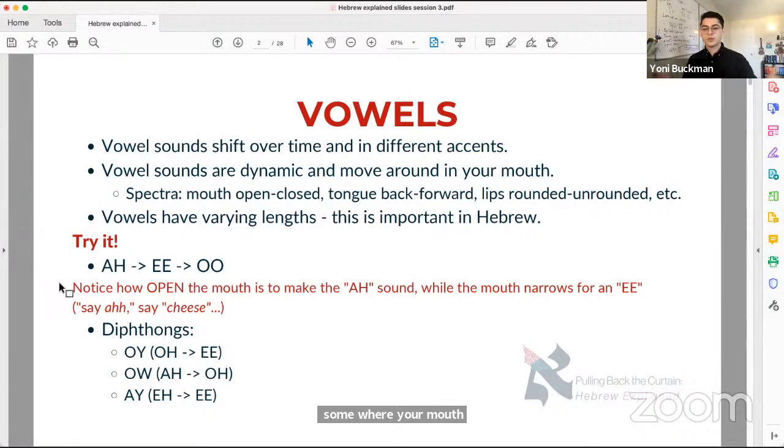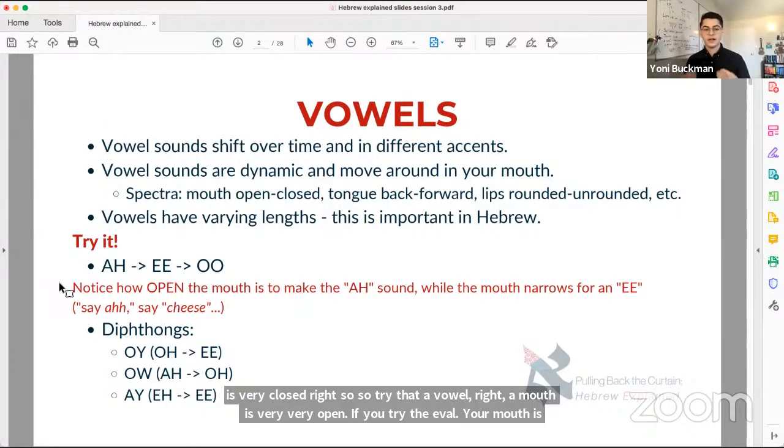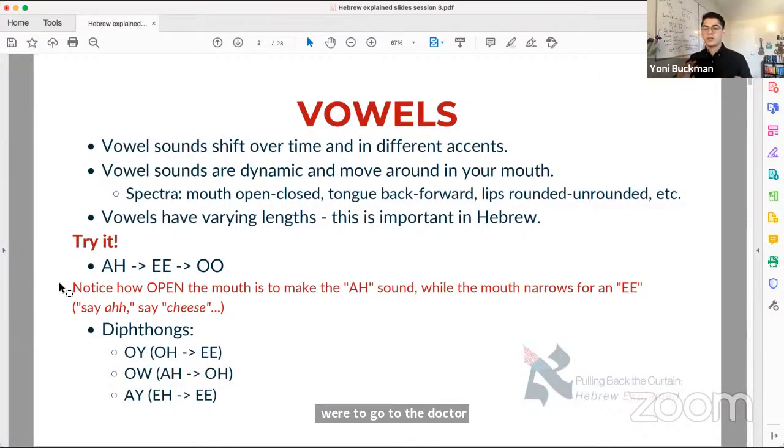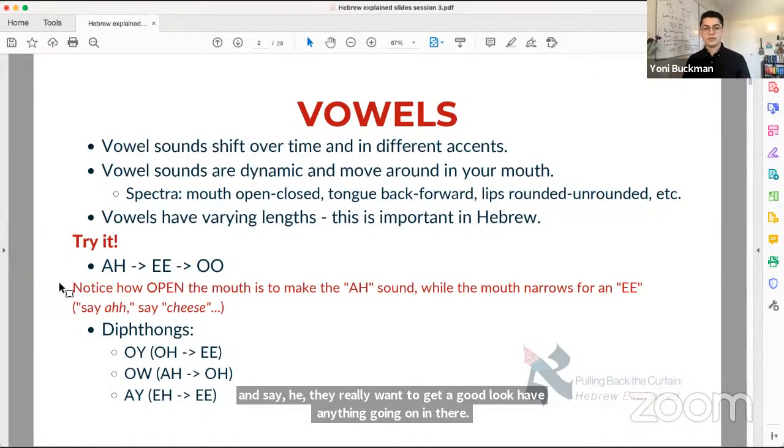But when someone wants to get you to smile for a photo, they have you say cheese and not an ah sound, right? Because in closing your mouth in that way, you're going to show your teeth. You're going to smile. So that's one way that you can conceptualize differences between vowel sounds, is whether your mouth is open or more closed.